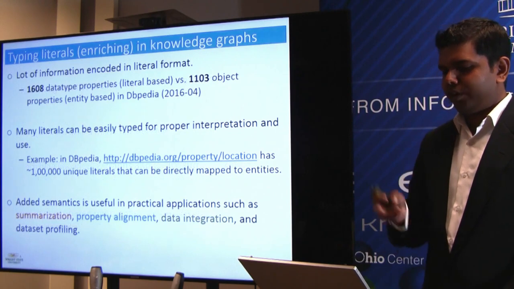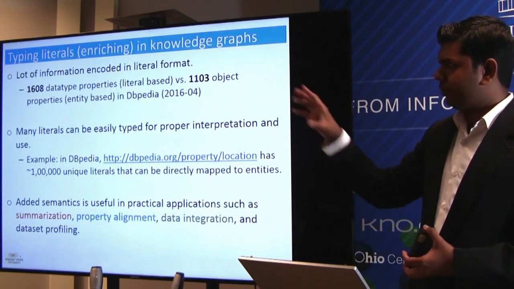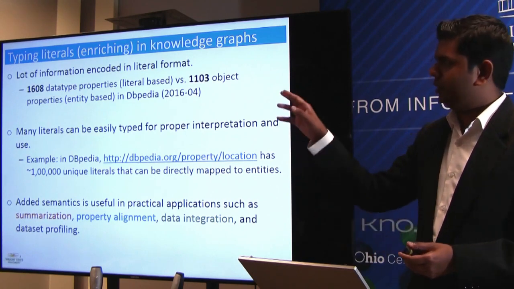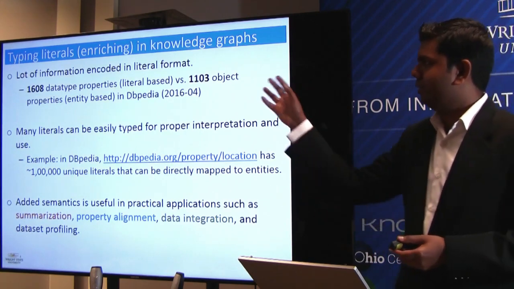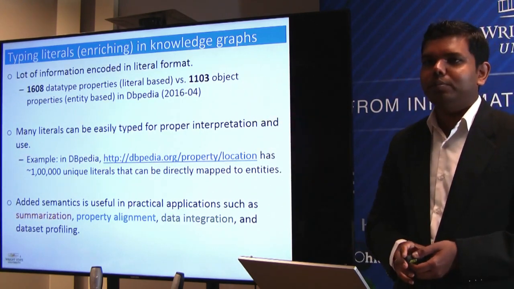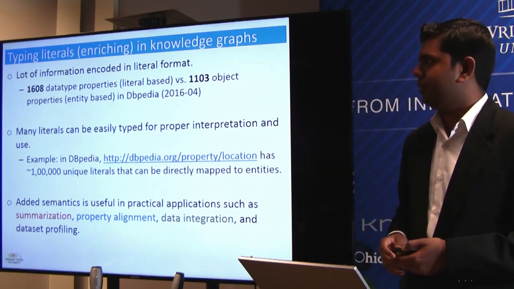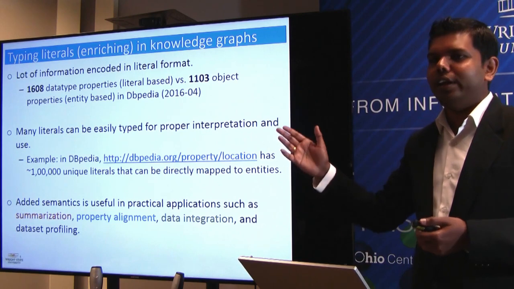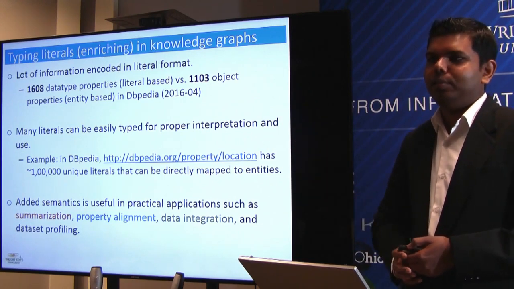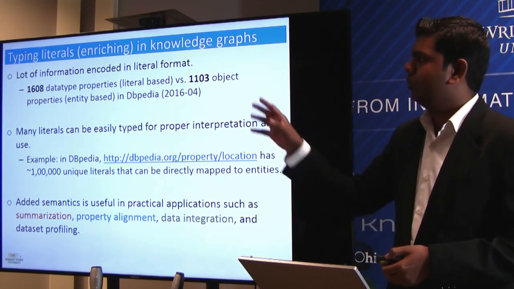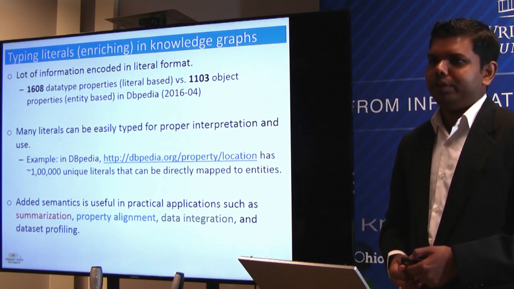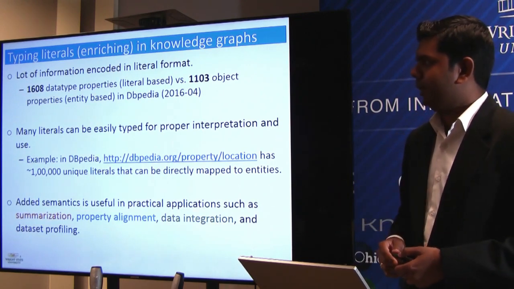So what we are doing here is, for example, taking DBpedia, where we have this many data type properties and 1103 object properties as of the current version. So the number of data type properties is not small, they are comparable. Even though some of them are noise and labeling properties, they are comparable.